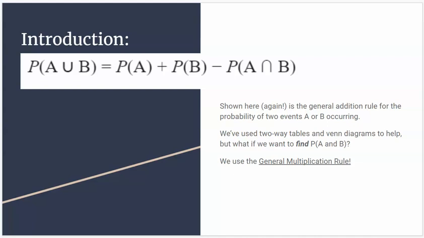So, again, here I'm going to introduce the general addition rule, something we know very well by now, hopefully. It is used when you're trying to find the probability of two events occurring, either/or. So either both of them are occurring or one or the other is occurring. We have P of A plus P of B minus the intersection. That's the AND part. So we've used so far two-way tables and Venn diagrams, but what if you just want to find this piece right here? Well, that's how we can use the general multiplication rule to find our probability.